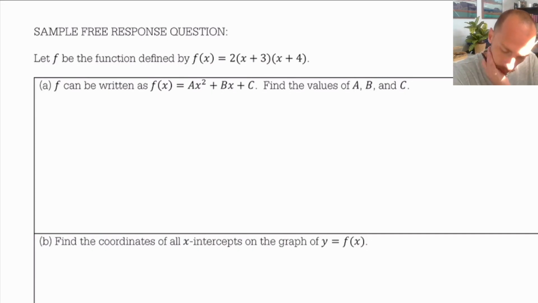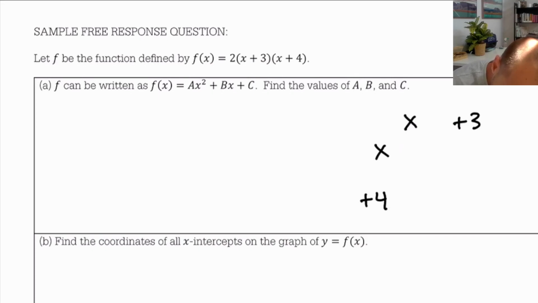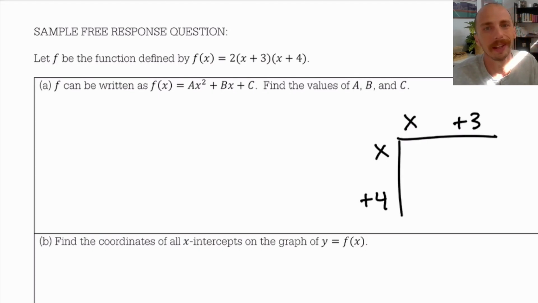So for f of x equals 2 times x plus 3 times x plus 4, I could start by asking you to write this thing in standard form, find the values of a, b, and c. That would just be a distribution question. So 2 times I might do x plus 3 times x plus 4. And out of respect for the people that like to do the box method, I might go over here and make a box with x plus 3 and x and plus 4. I'm not against the box. I just only use it if I have like a trinomial or higher, if I have just more than a binomial by a binomial.